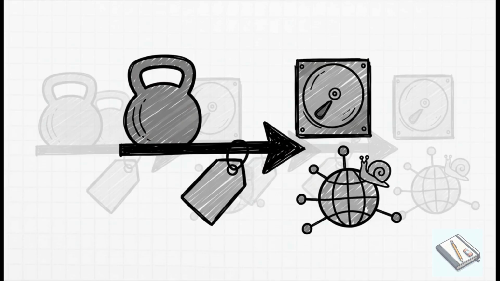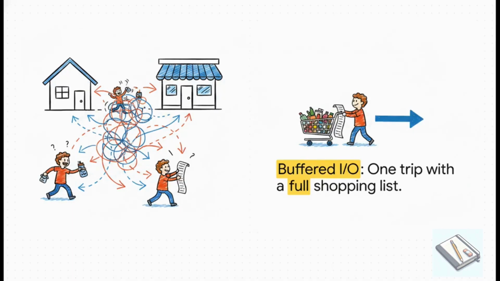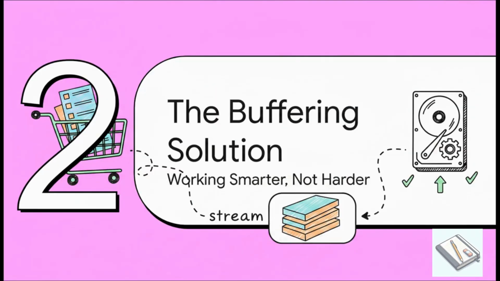Now, just imagine you're trying to process a huge log file. You could be making millions, even billions of these tiny individual system calls. The overhead is just enormous. This slide has the perfect analogy for it. Unbuffered I/O is like driving to the grocery store to buy one egg, then driving back home, then driving back to the store for a cup of flour. It's completely insane. Buffered I/O, on the other hand, is like making one trip with a full shopping list. You get everything you need all at once. So much smarter.